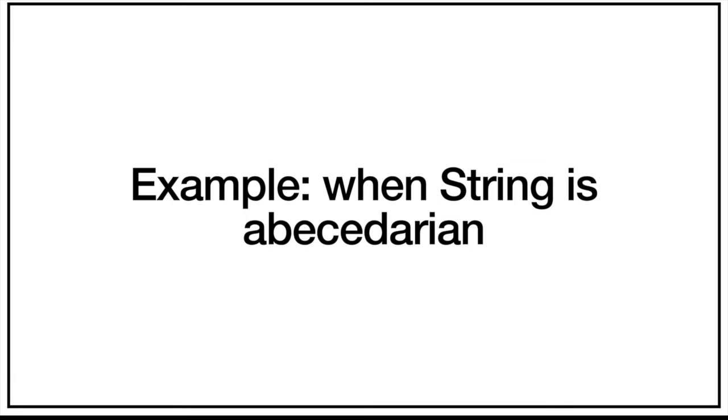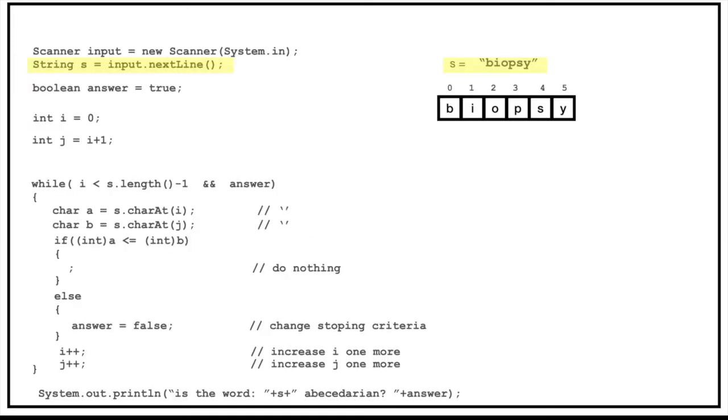So how about an example when the string is abecedarian? Here we're going to check when it is true for the word that is given. For example, we're going to pick biopsy. So biopsy, basically, it is indeed abecedarian, right? You can see here that the letters are in alphabetical order. Again, we extract the value in that line from the string. We initialize our true value. We initialize our variables I and J, where I equals position 0 and J is I plus 1. We're just making sure we go one ahead.